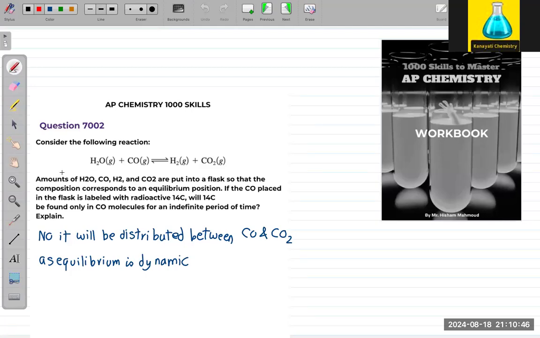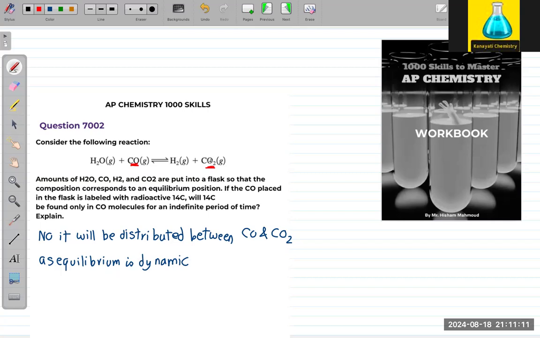The next question: the amounts of H2 and CO and H2 and CO2 are put in a flask. So they are all placed in a flask. The position corresponds to an equilibrium position. If the CO is labeled with radioactive carbon 14, will the carbon 14 be present in the CO only or the CO2 only for a definite period of time? Well, it will be distributed between them equally as the equilibrium is dynamic.